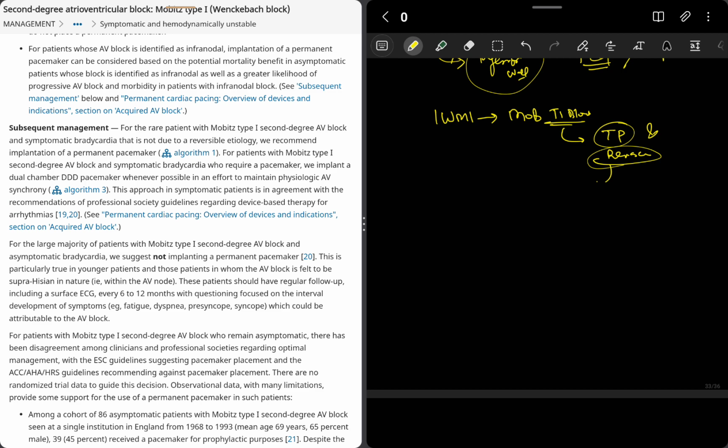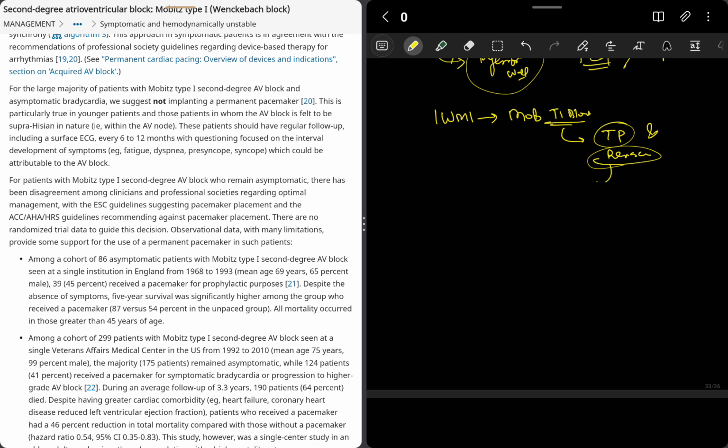So AV nodal block as such is not dangerous, but infranodal block is dangerous because it can progress and give rise to complete AV block. So that part has to be treated. If you identify a patient with infranodal block, for example Mobitz type 2 block, that's infranodal, you might go for permanent pacing because the chances of this tipping towards complete AV block are higher. That's why a permanent pacemaker is to be put in that patient.